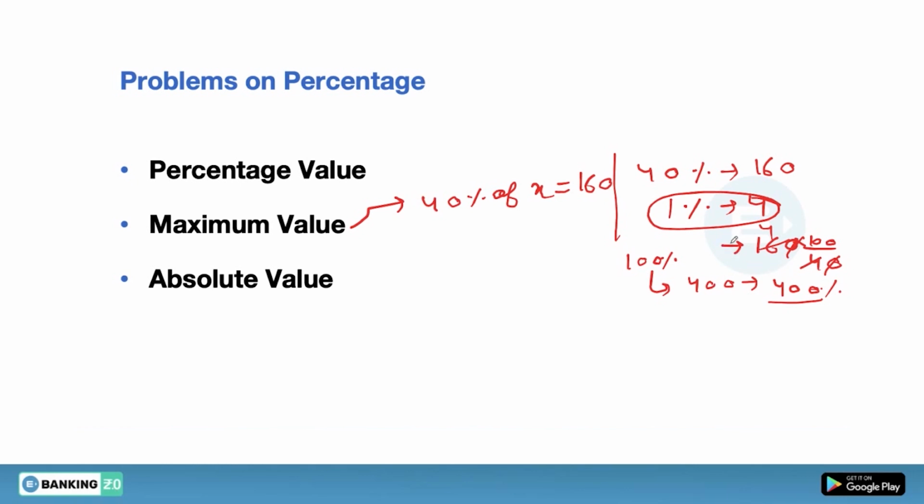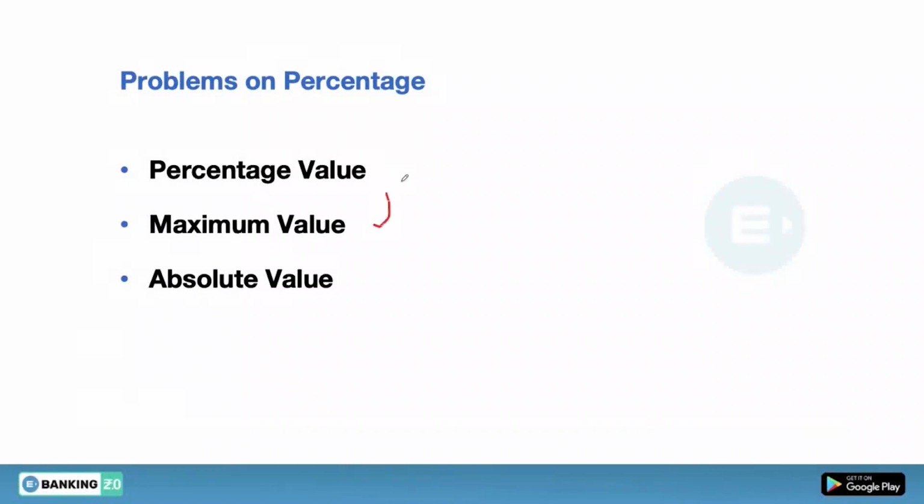And if I go to the long and traditional method, I'll solve it this way. 40 by 100 into x equals 160. x is going to be 160 into 100 upon 40, and if you solve it this way, you will also get 400. But the best way is what? The best way to find this calculation is the following.